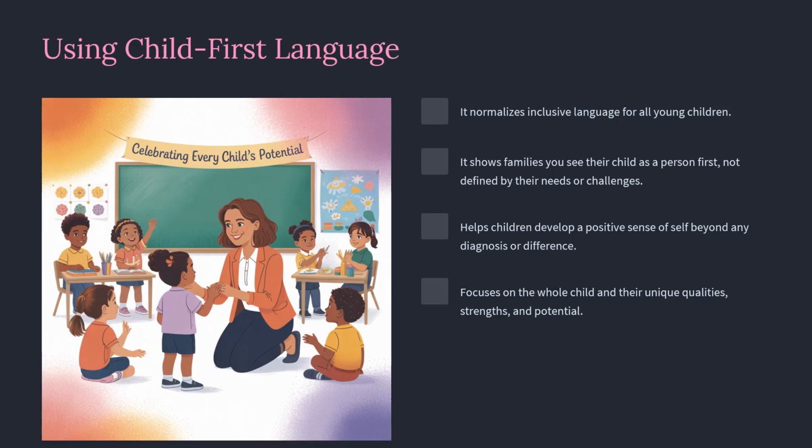Instead of leading with a diagnosis or a difference, we lead with the child. We might say, a child who uses a wheelchair, instead of a wheelchair-bound child, or a child with autism, rather than an autistic child. This subtle shift places the child before any label, reinforcing that they are so much more than a single characteristic. It also sends a powerful message to families.